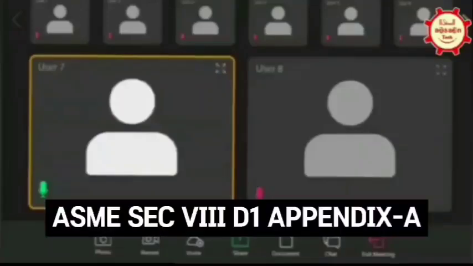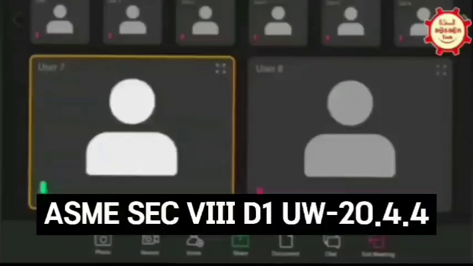Okay. And there is a formula for the Fr value based on Ht, At, Fy and Ft. Where is it? You are saying UW. Yes, this formula was first mentioned in appendix A, and now it is in UW-20.4.4 of the 2023 code. That is only for welded joints then? Yeah, only for welded joints. But as per ASME there is no requirement for an expanded joint to do a pull-out test.